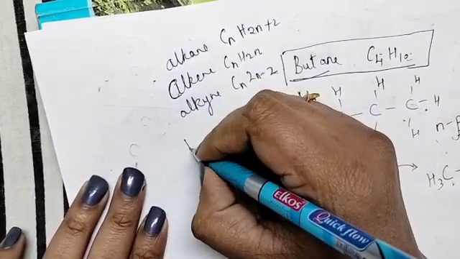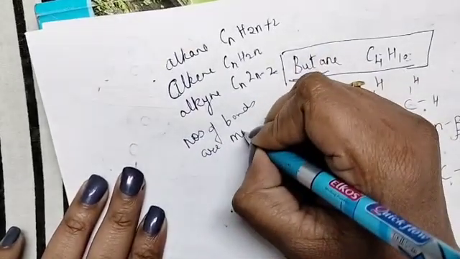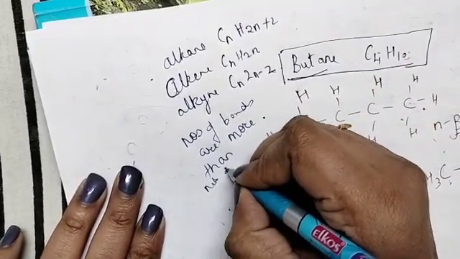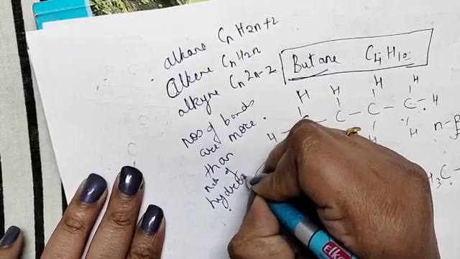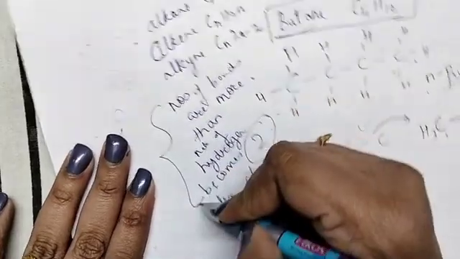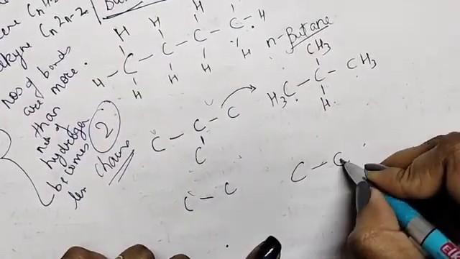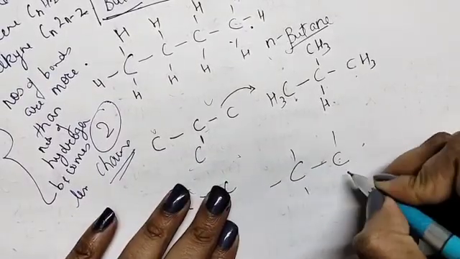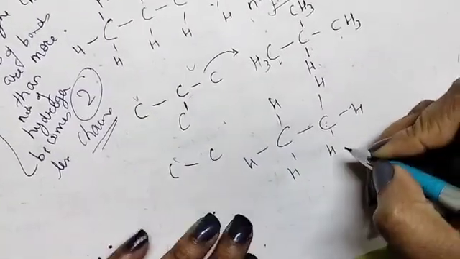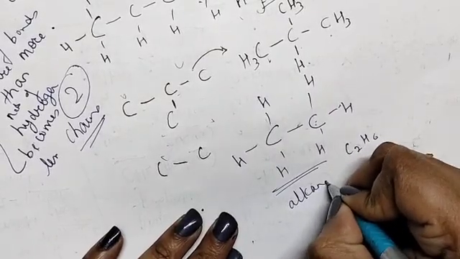So just the trick is, if number of bonds are more, then the number of hydrogens becomes less. This is how you can remember. Suppose I have carbon to carbon single bond. How many hydrogen I will have? I will have 1, 2, 3, 4, 5, 6. Okay. So that will be C2H6. This is saturated. This is alkane.